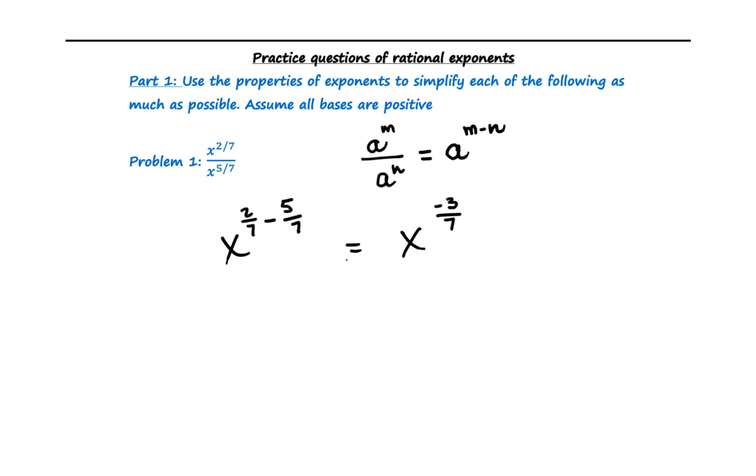There are cases where they would like you to leave the answer with positive exponents. So if you haven't done so, please make sure that you watch all the videos on exponents before you get to this part. I said that you can rewrite negative exponents using a fraction with positive exponents. So this is the same as 1 over x to the power of 3 over 7. So that was pretty much the first problem.